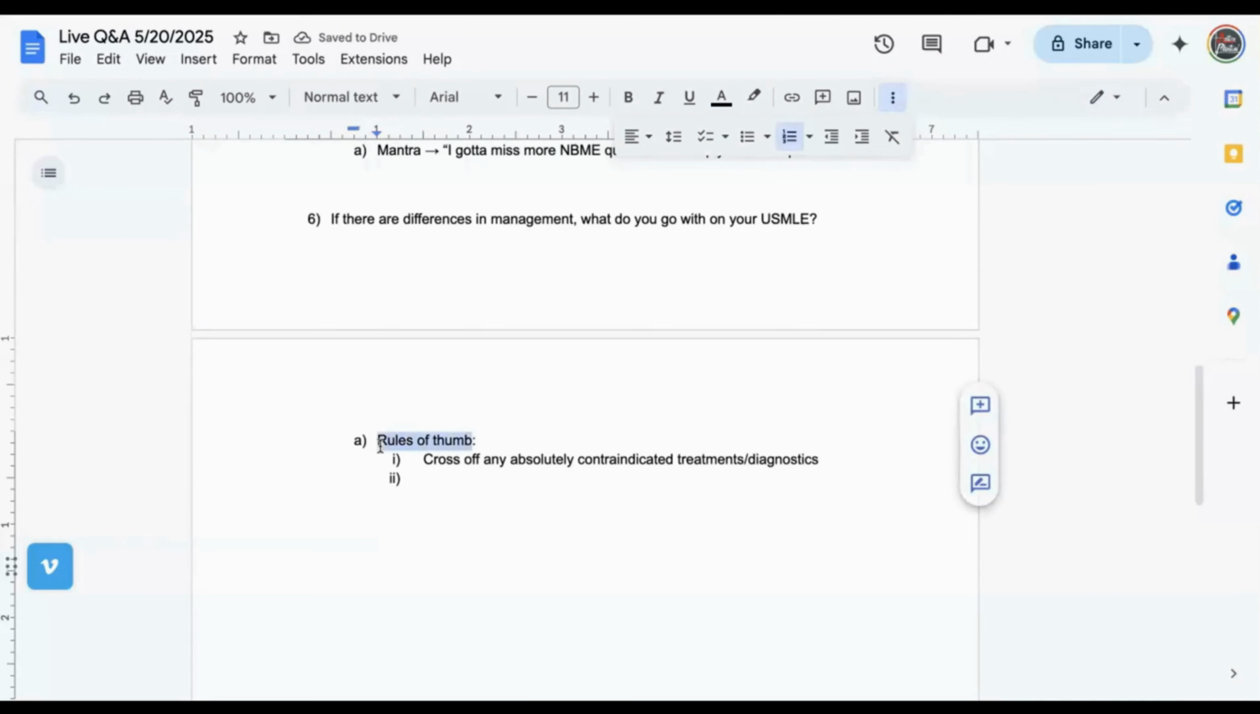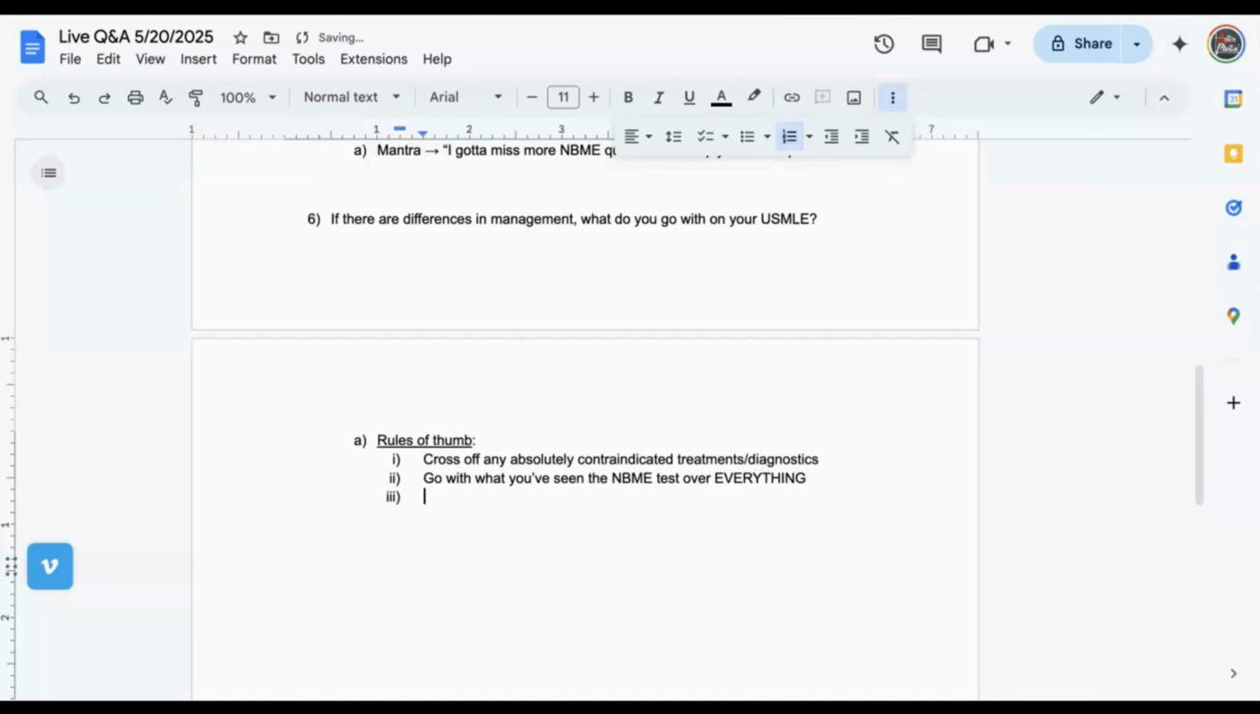Yep. So first things first, when I get these questions where I know there are a couple of generic ways a seemingly benign or generic complaint could be treated, I always go with: cross off anything that you know is absolutely not right. That's the first step, obviously. Number two is go with what you've seen the NBME test over everything.